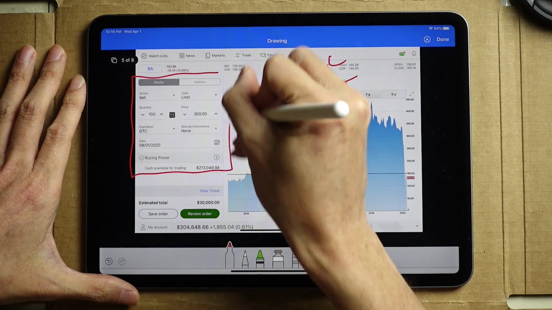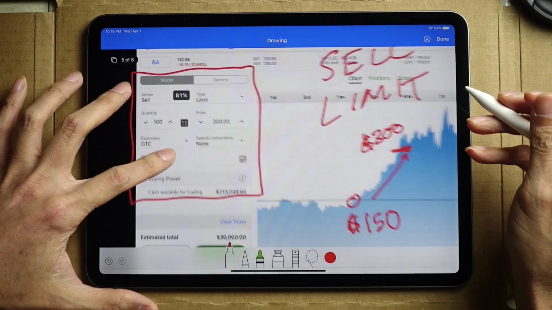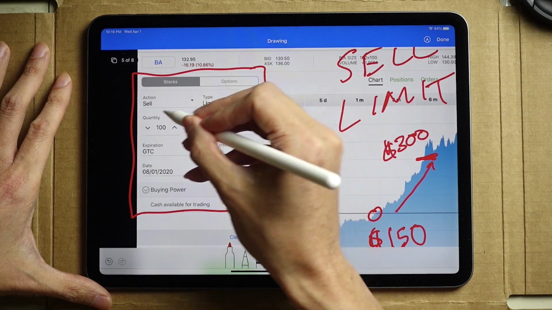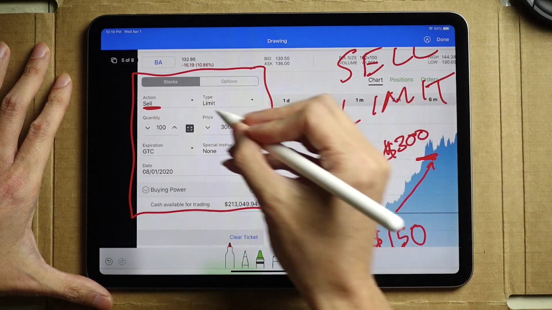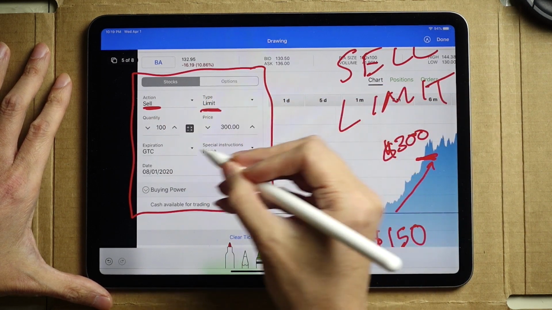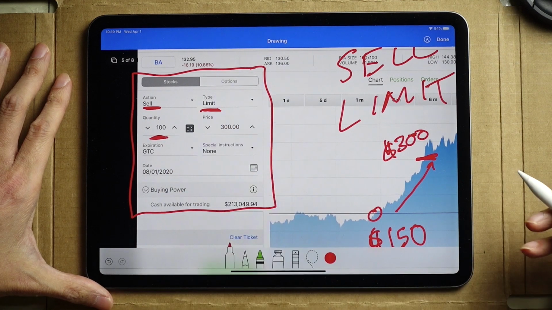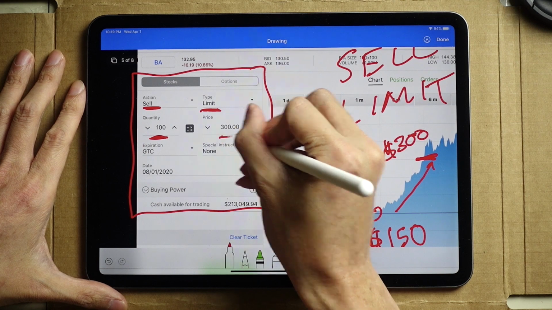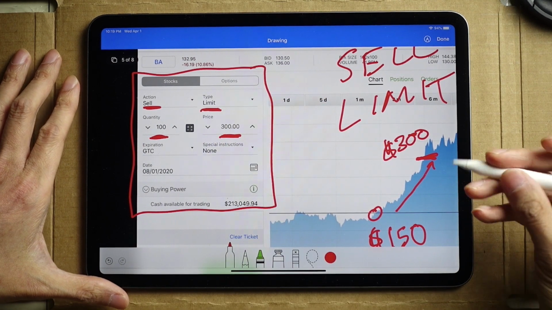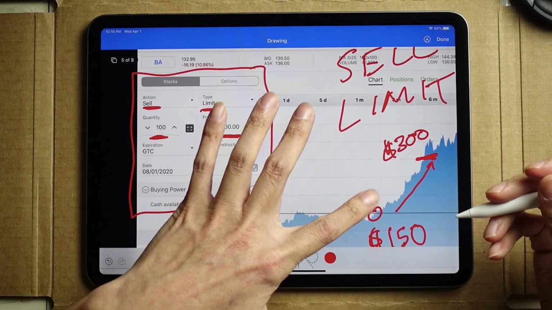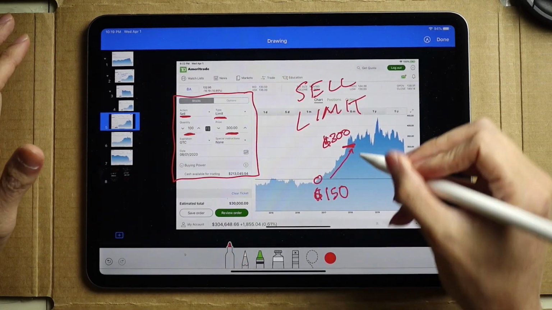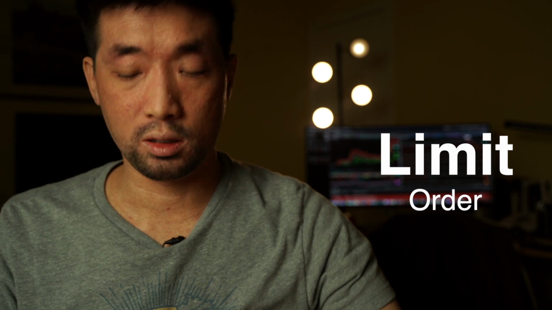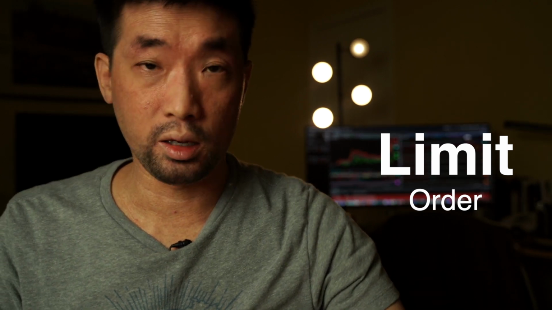In this order ticket right here that we have, you'll see that we're programming the broker to sell the stock. We're using a limit order. Again, we're selling 100 shares that we bought, and we want to sell it if it hits $300. So this is if the stock price gets above a certain price that you set, it would sell it.